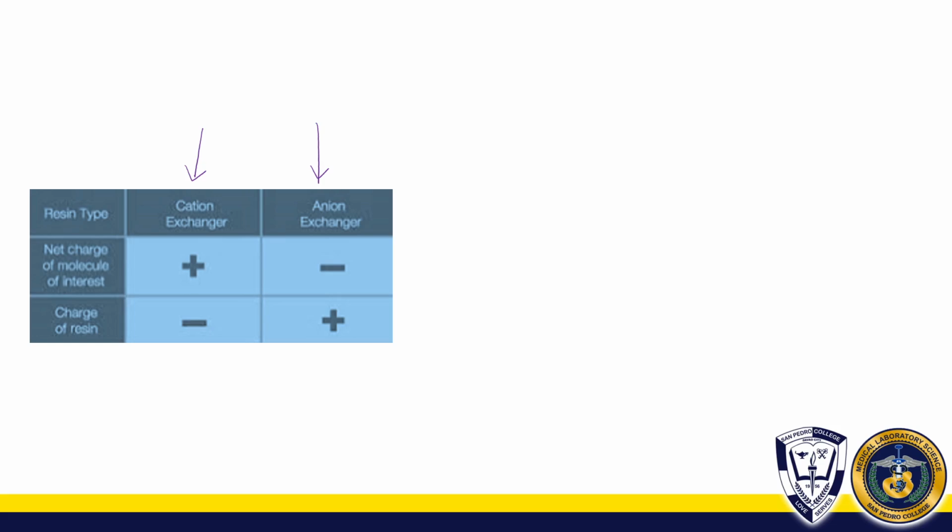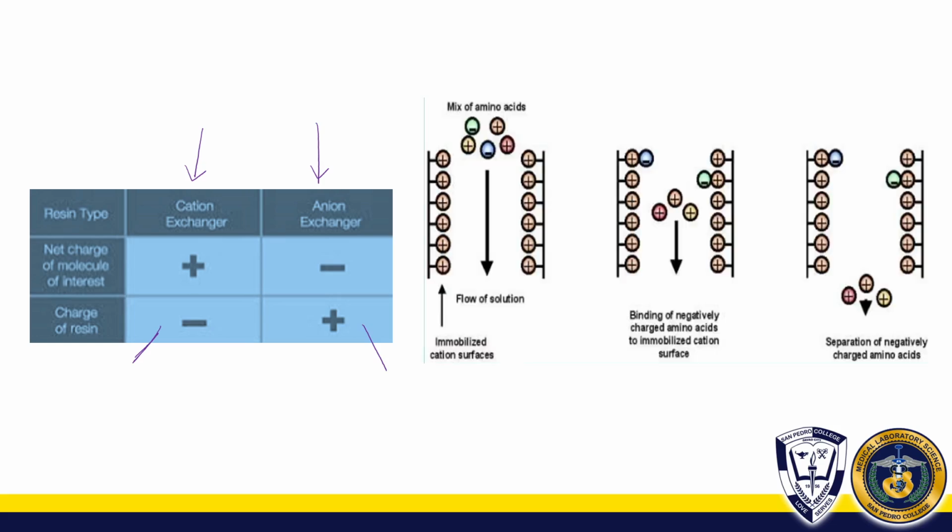Cation exchangers have a negatively charged resin which will exchange positively charged ions, whereas your anion exchanger has a positively charged resin which will exchange negatively charged ions. And thus, as simple as this, that is ion exchange chromatography.